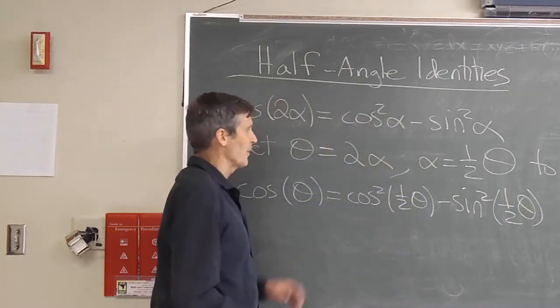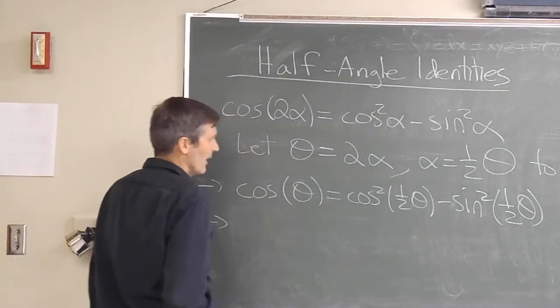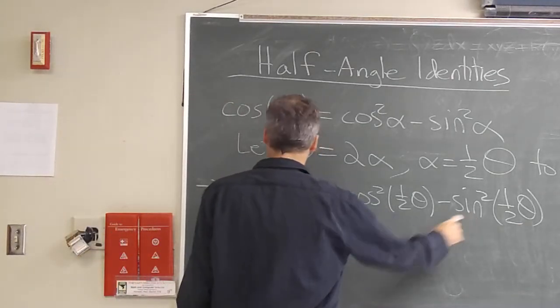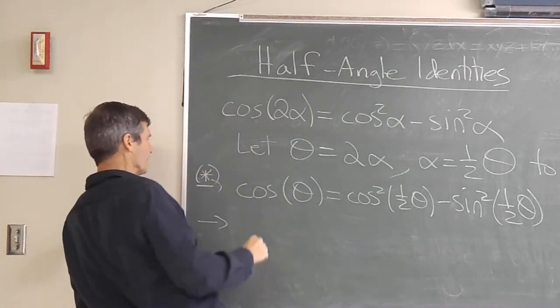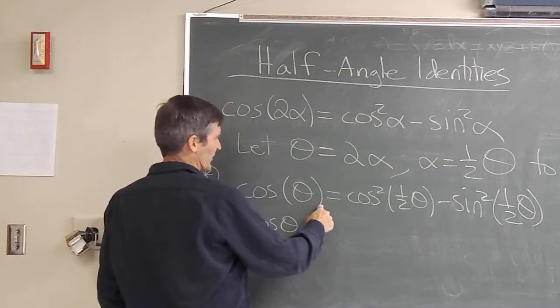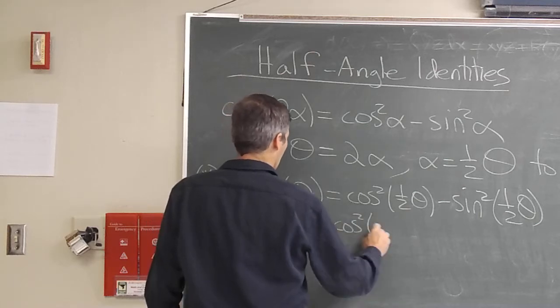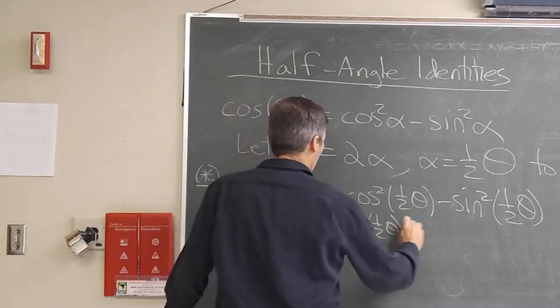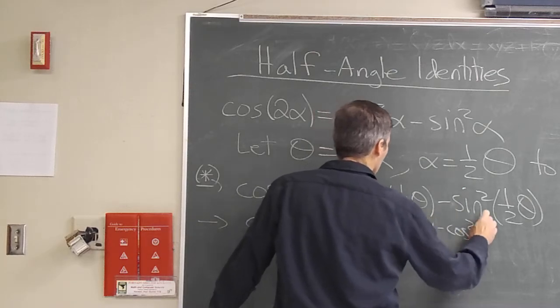And now remember from the Pythagorean identity that sine squared is 1 minus cosine squared. Let's call this equation star. And I can rewrite this as cosine theta. I can drop the parentheses when they're clear. Is cosine squared 1/2 theta minus 1 minus cosine squared a half theta.